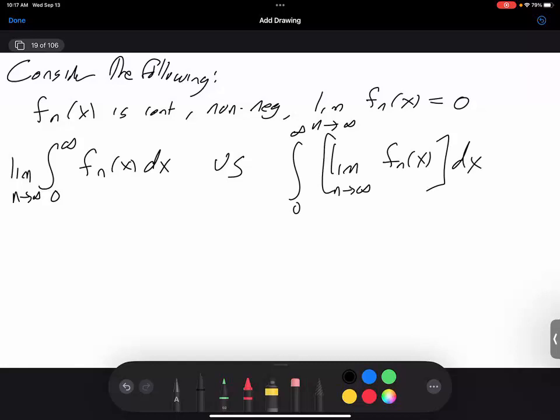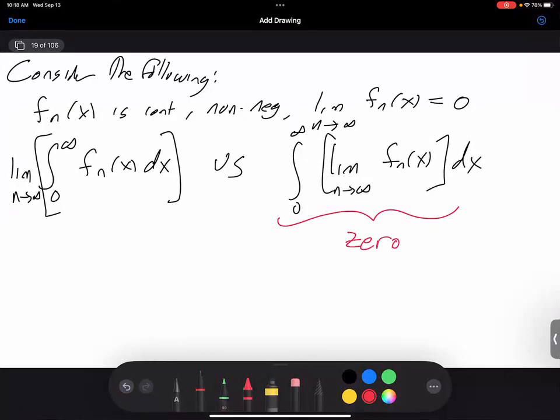And I'll put in a bracket over here to just highlight the fact that in this case, I'm taking the integral first, and then I'm taking the limit. Or in the other case, I'm taking the limit first. One of these I think is very easy to evaluate. Which one do you think is easy to evaluate? The left-hand side or the right-hand side? The right-hand side. So what does the right-hand side equal? That's just 0.